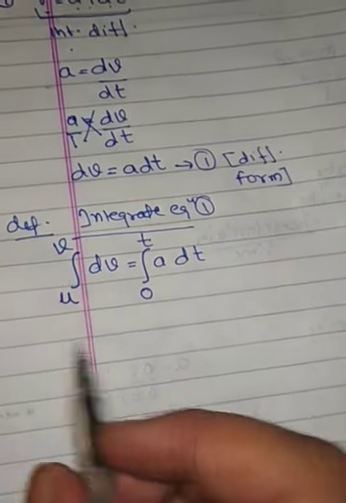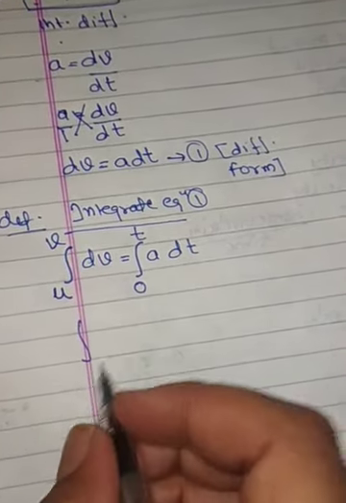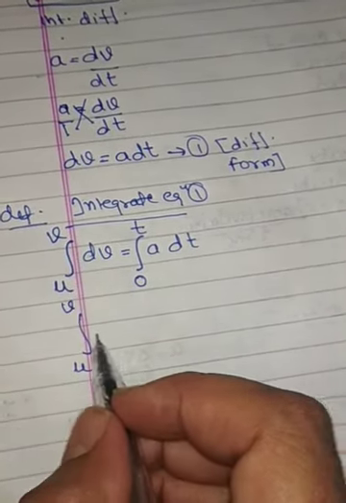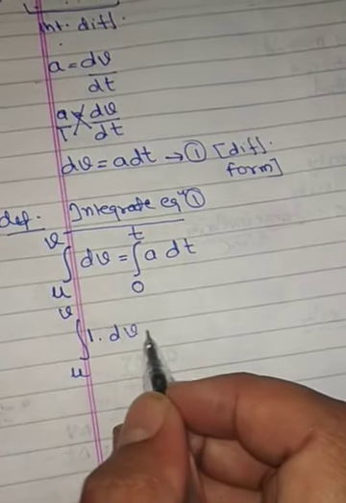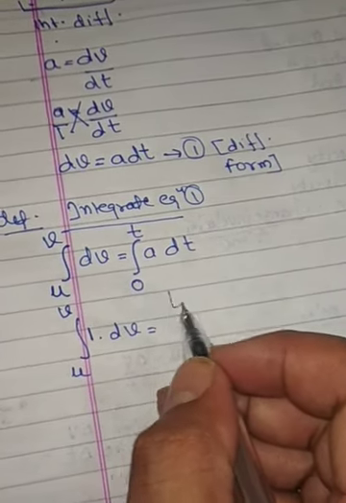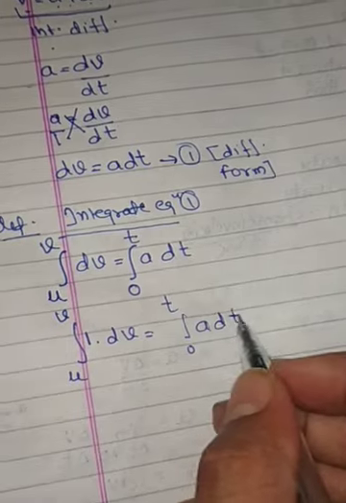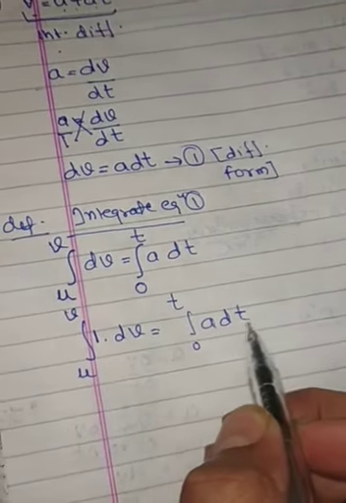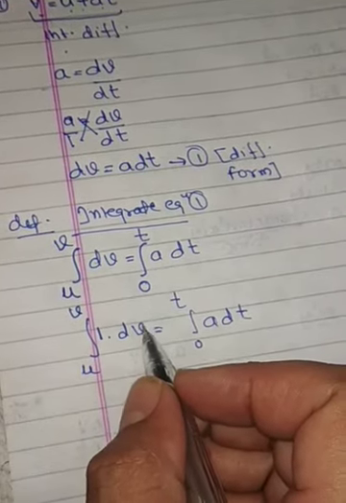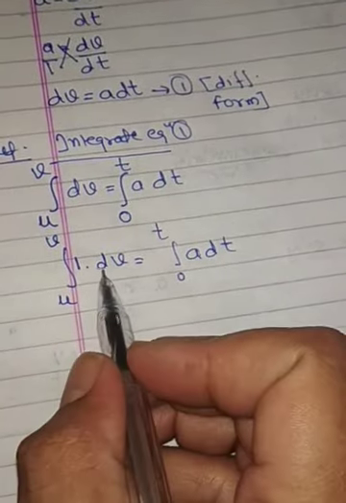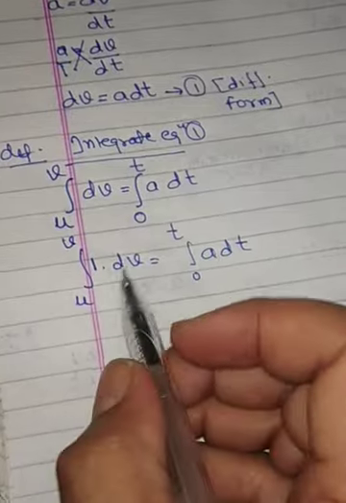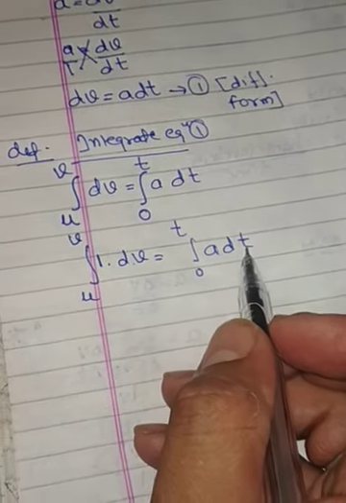Okay. Listen to one thing. Then we can write this equation like this: the integral from u to v of dv is equal to the integral from 0 to t of a dt. I told you that those things which are present after d can be the variable. So we can say this v is also a variable here, and this t is also a variable. So we will integrate this equation with respect to the velocity function on one side and the time function on the other.